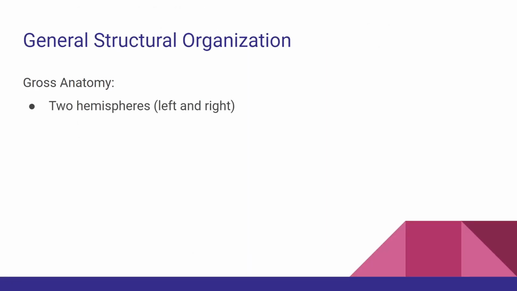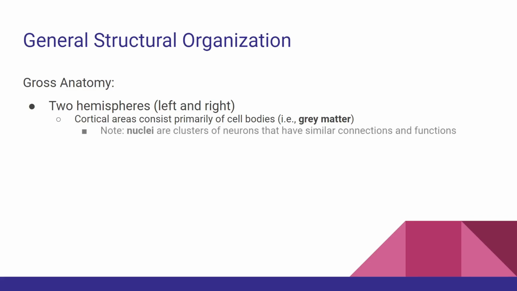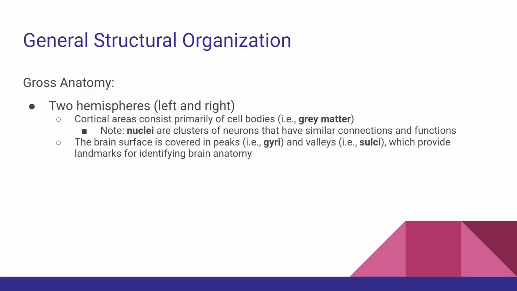So as mentioned before, there's two hemispheres in the brain, left and right, and the cortical areas primarily consist of the bodies or soma of the neuronal cells. And this gives it a gray color, and it's called gray matter for that reason. And when you have clusters of neurons that have similar connections and functions, those are called nuclei. And the brain's surface has bumps and depressions or peaks and valleys, which are called gyri for the bumps or peaks, and sulci for the valleys.